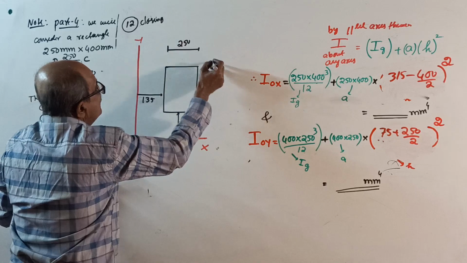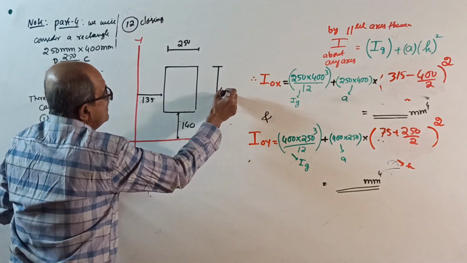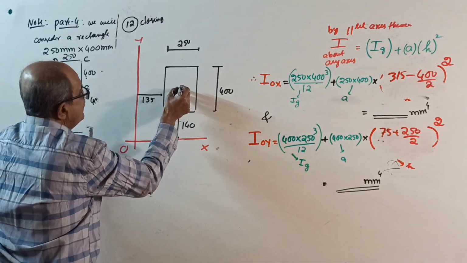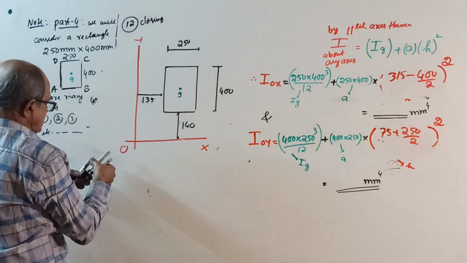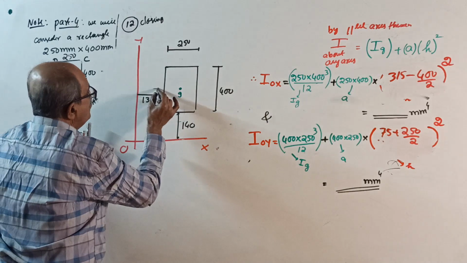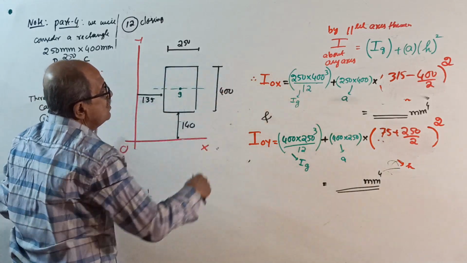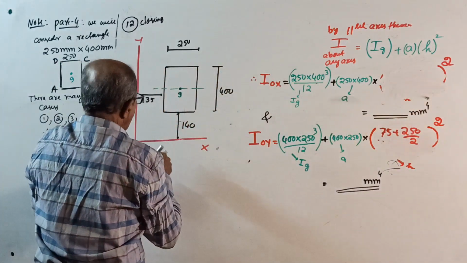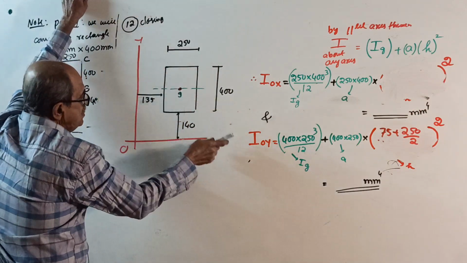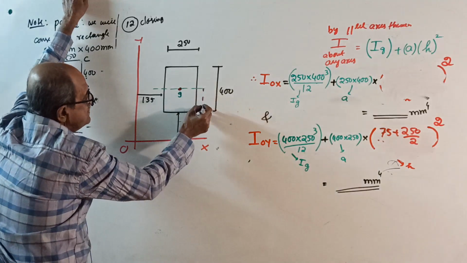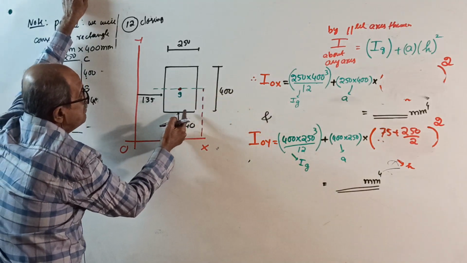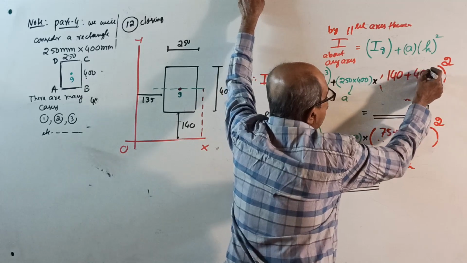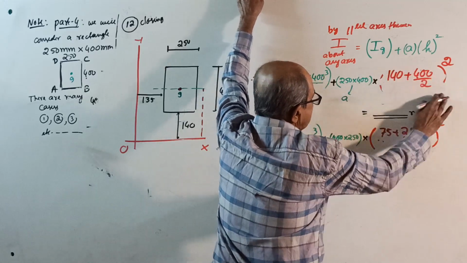See, 250 by 400 rectangle. Mark the centroid first, centroid G here. Okay, start. First I about the OX axis. First about its own axis: 250 into 400 cube by 12 plus area into the distance from centroid to OX, this distance square, that is 140 plus 400 by 2, whole square. You get the answer.